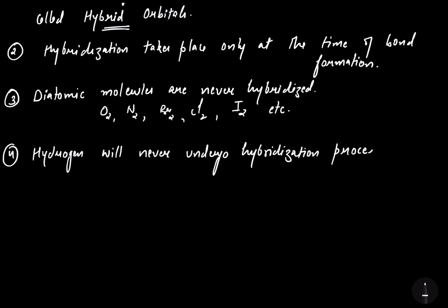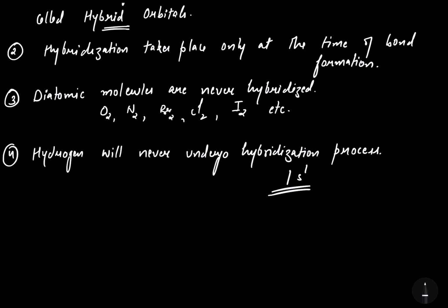Why so? Because in the case of hydrogen, we have only one subshell with only one orbital, that's only 1s1. The only first shell with only one subshell, the s orbital with only one electron. So there is no availability of p orbitals. I'm repeating it again. Hydrogen is never hybridized because hydrogen has only one orbital, and that's of only s. Hydrogen does not have p orbitals. So hybridization will not occur in the case of hydrogen.